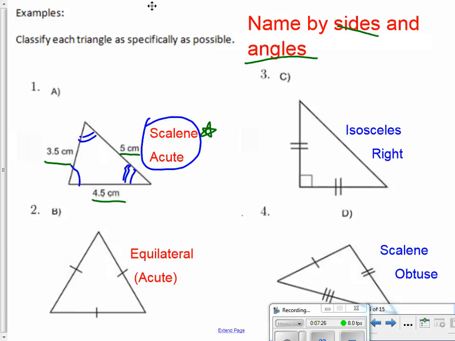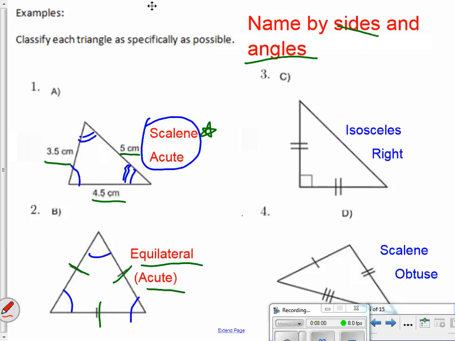Okay, let's look at number 2, one below it. Again, we have 3 sides that are exactly the same, so that would be called an equilateral. They are all the same. Equilateral also implies that it's acute, because each of these angles is going to be 60 degrees. So they're all, for sure, less than 90 degrees. So it would be an equilateral acute triangle, or you could also call it equilateral equiangular, because we know they're all exactly 60.